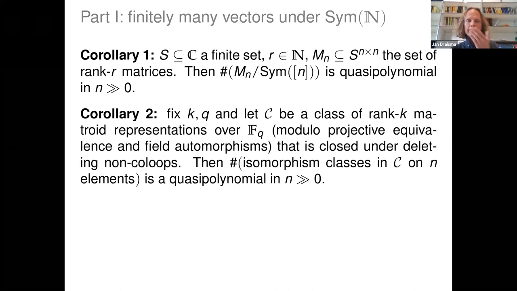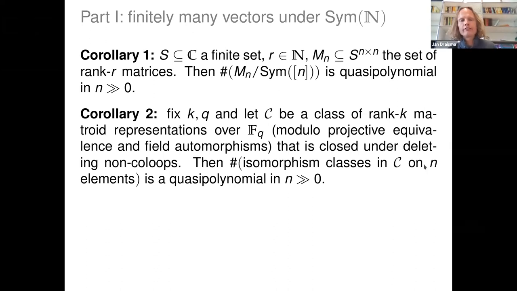Okay, and so then the number of isomorphism classes in C on n elements is a quasi-polynomial when n is sufficiently large. So this is about counting matroids with certain properties.